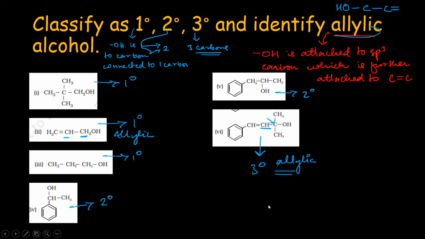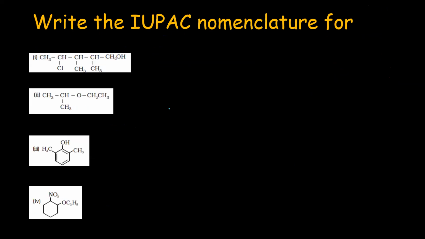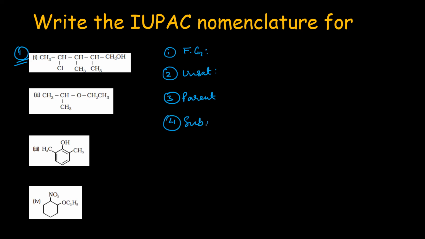Now start writing the IUPAC nomenclature. Try first. What I want in your notebook is not the correct name. I want these things. First of all, you will identify the functional group. What is the functional group? Then second, you will identify the unsaturation. And thirdly, you will identify the parent. Do the first one first, and then you will send me these things. And fourth, you will identify the substituent.